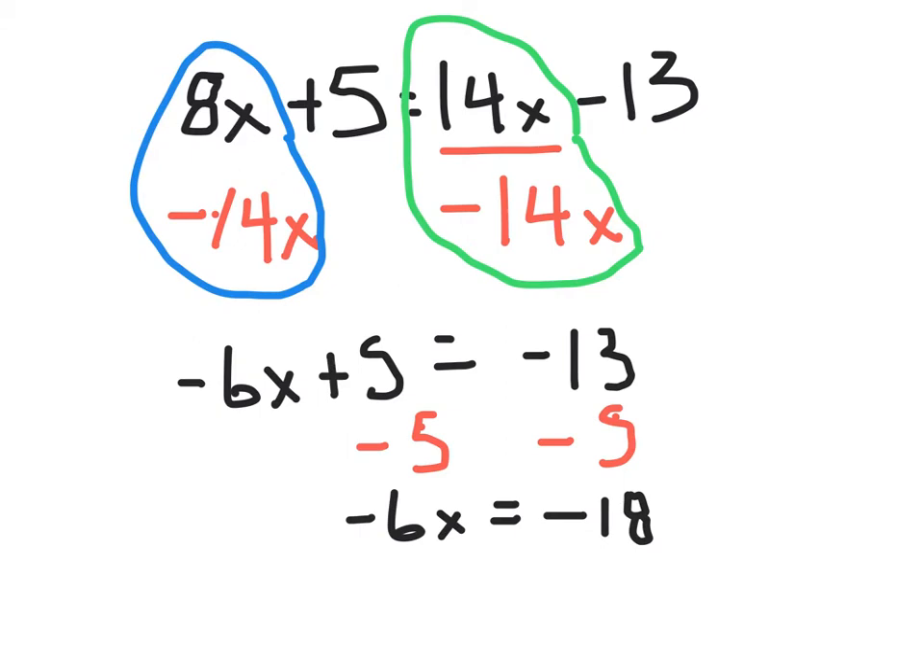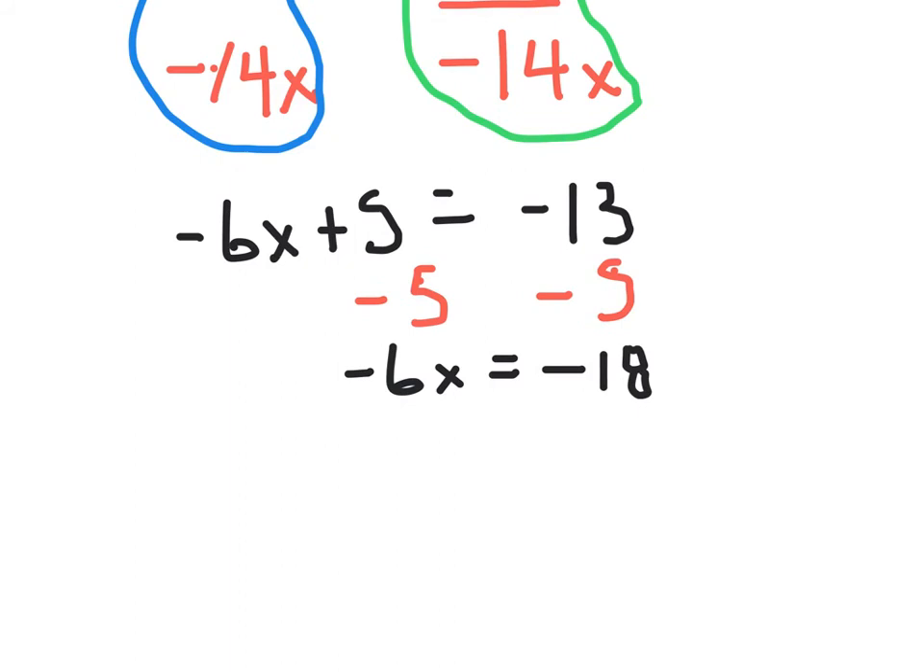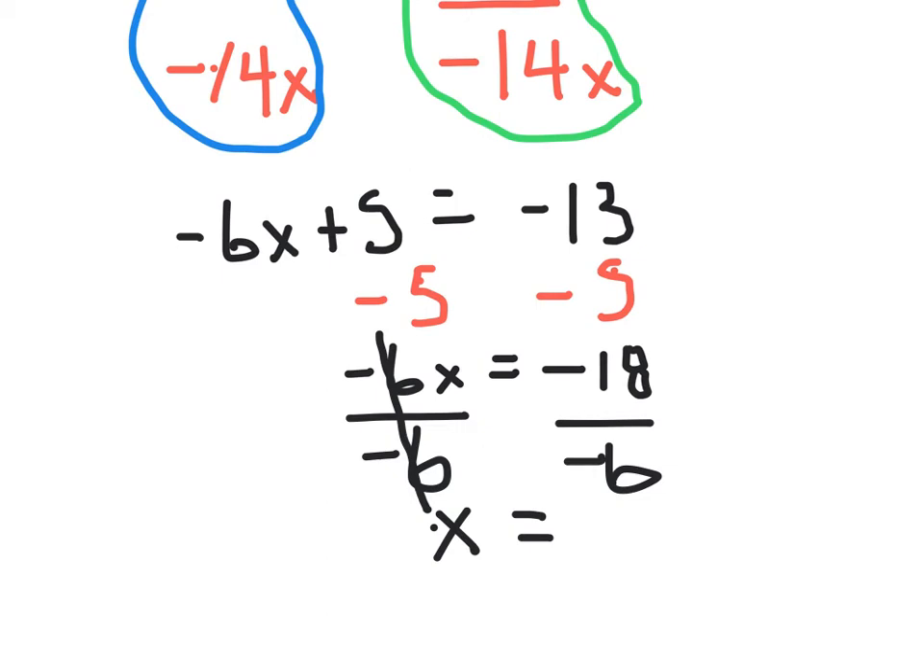is going to be to move the coefficient by dividing both sides by the coefficient in front of x. The coefficient in front of x is negative 6, so we'll divide both sides by negative 6. Note that that cancels out on the left side, leaving us with only x. Negative 6 divided by negative 6 is 1. 1 times x is x. On the right side, negative 18 divided by negative 6 leaves us with 3. And that's our solution.